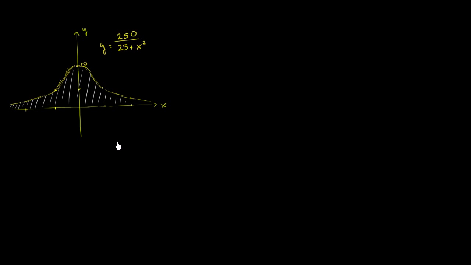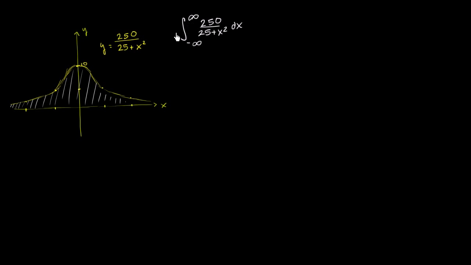So first, how would we actually denote this? Well, it would be an improper integral. We would denote this area as the integral from x is equal to negative infinity to x is equal to infinity of our function 250 over 25 plus x squared dx. Now, we've already seen improper integrals where one of our boundaries was infinity, but how do you do it when you have one boundary at positive infinity and one boundary at negative infinity?